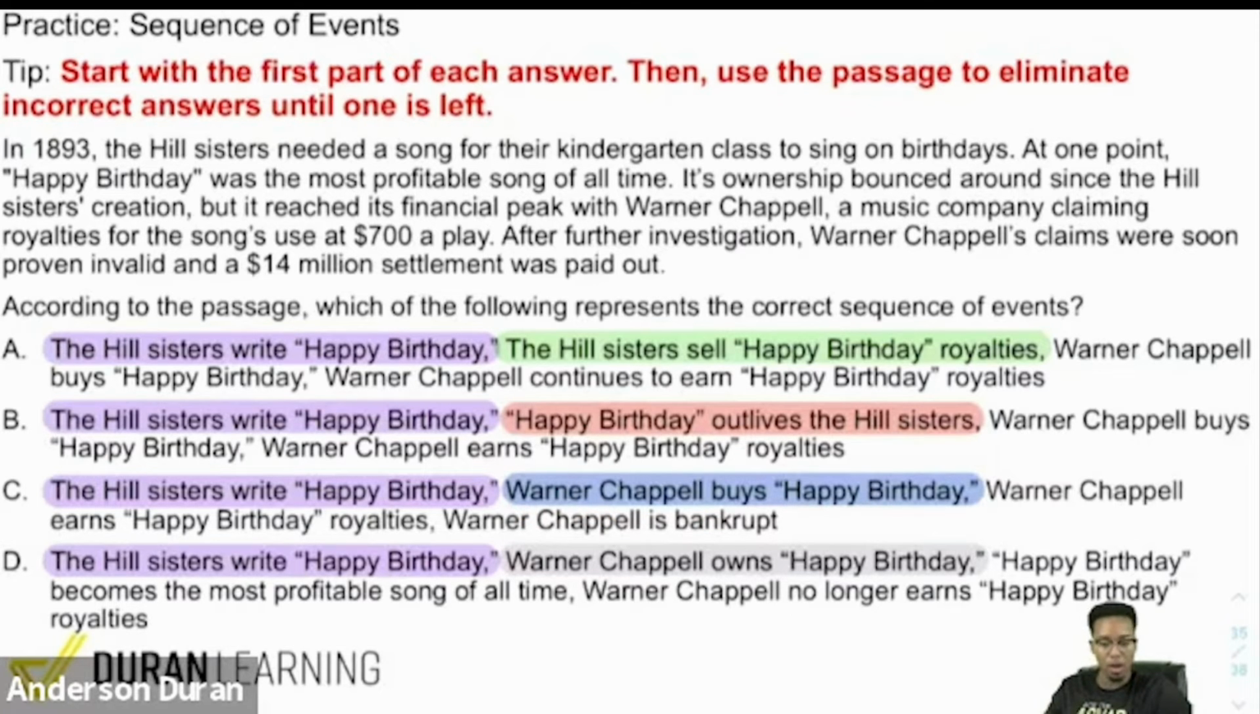Did he buy the song? Or did Warner Chappell own Happy Birthday? Or which one of these happens first? Let's go through. So in 1893, the Hill Sisters needed a song for their kindergarten class to sing on birthdays.